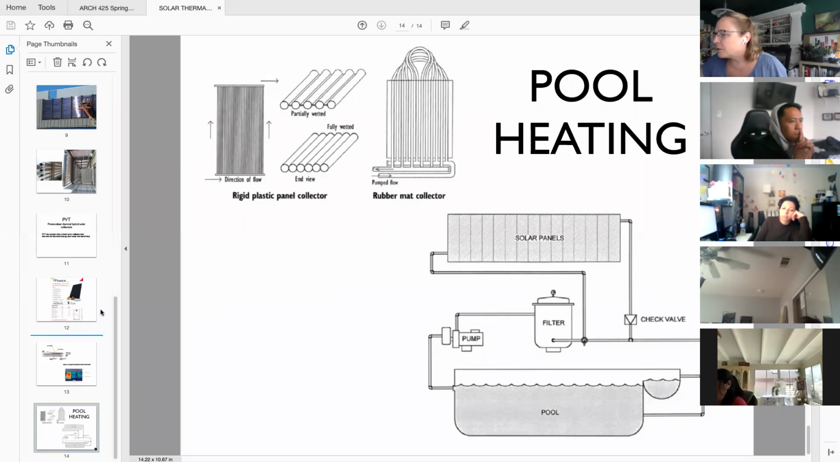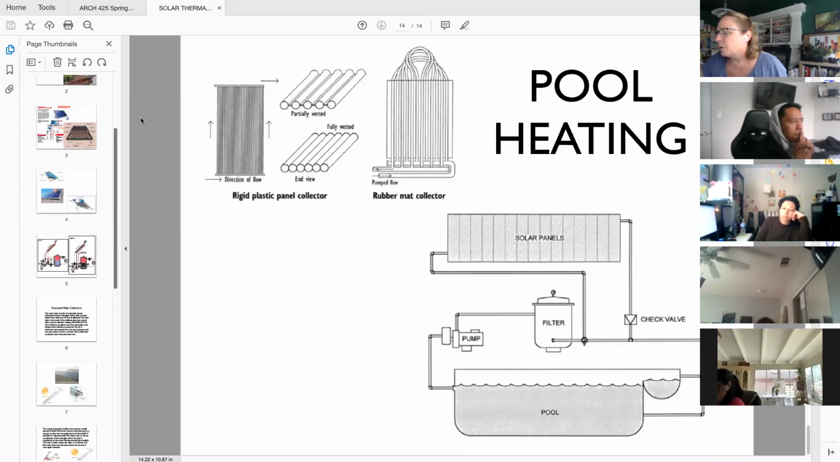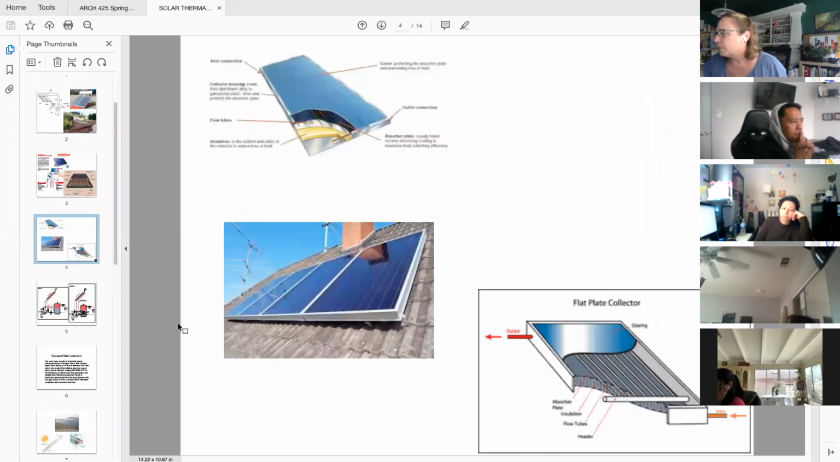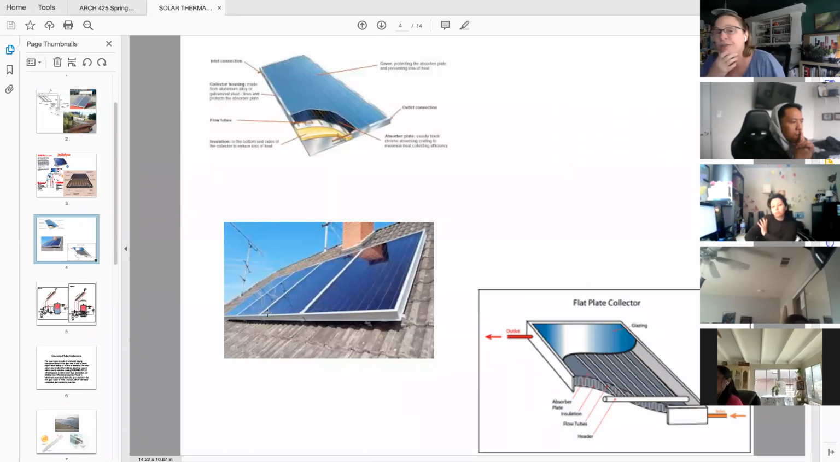This flat plate collector is gonna be your most common application for solar domestic hot water. And actually I forgot to say this, that for a normal, let's say 2,000 square foot house, family of 4, with 2 4x8 collectors, you could cover probably 80% of the domestic hot water load.